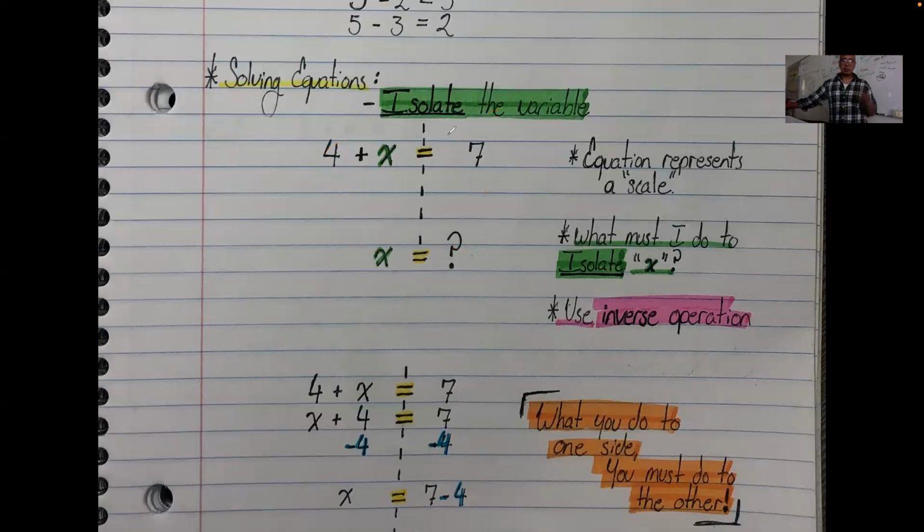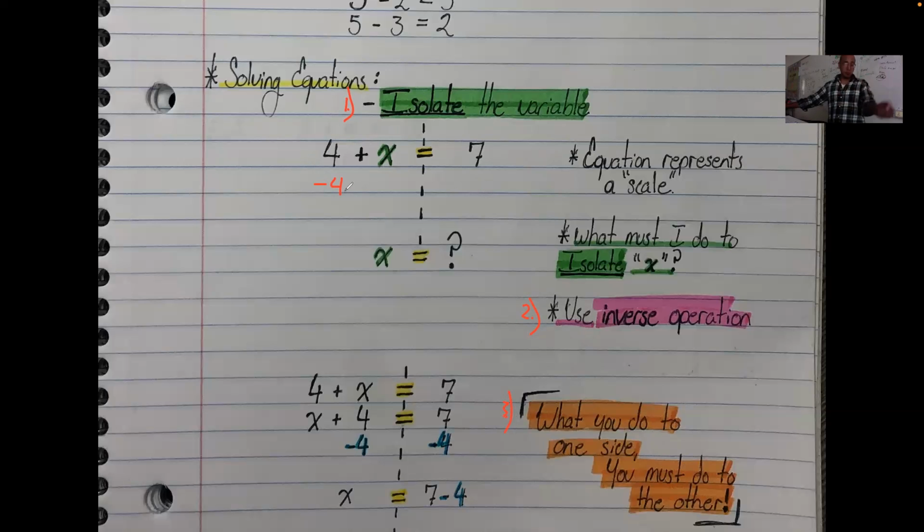So really what is happening here, ladies and gentlemen, is number 1, our goal with equations is to isolate the variable. We want the variable to be all by itself. How am I going to do that? Number 2, I'm going to use the opposite operation, the inverse operation. So here, x was not isolated on the left side. So I use subtraction. I use the opposite operation. And number 3, whatever you do to one side, you must do to the other.